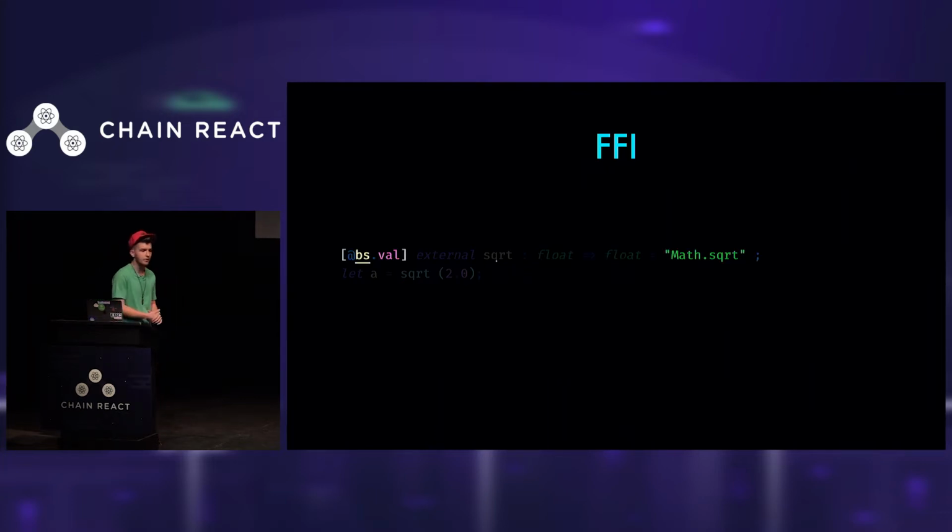And as a last step, you use some BuckleScript magic. In this case, you annotate this function, letting the compiler know that you just want to call a global function, Math.sqrt, with the values that were given from the ReasonML world.